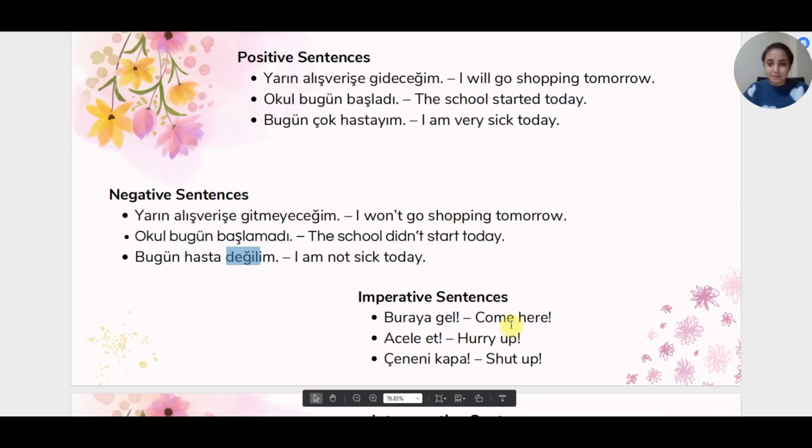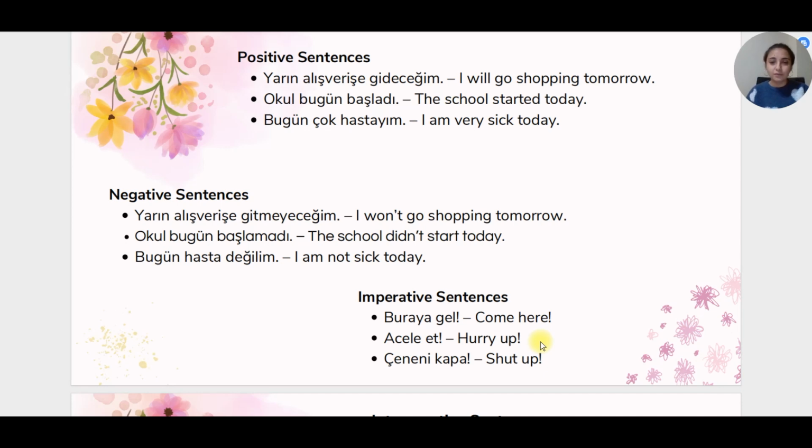Imperative sentences. Imperative sentences, English starting with a verb like that. Come here, hurry up, shut up. But if you want to say this here, up part, they will come before your verb. You will say buraya gel, come here. The sequence is opposite. Gelmek is to come. I won't say gel buraya. It is buraya gel. Okay.